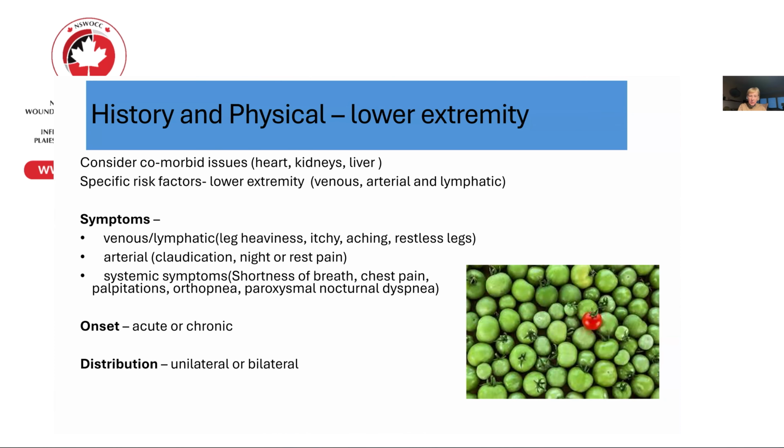The distribution can be unilateral or bilateral. Again, most commonly DVTs are unilateral with acute onset. But remember that they can be bilateral in the right situation, if a patient has a history of cancer. So always look at the history and the physical to make sure you don't miss that one odd one sitting there, the red apple. It's not a deep vein thrombosis. It's not a venous leg ulcer, but something else. Next slide.